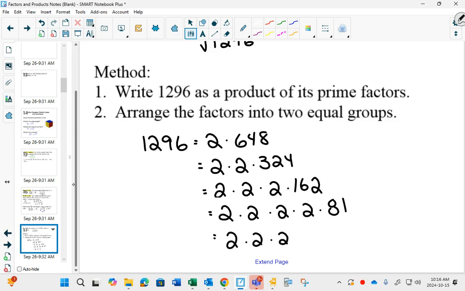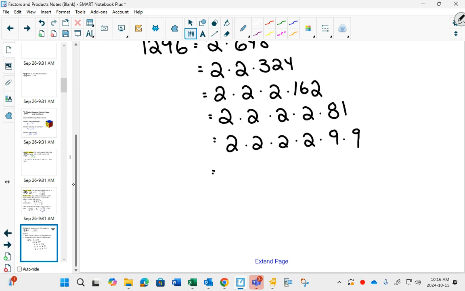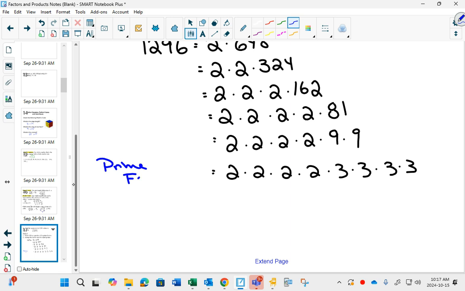Two times 2 times 2 times 2 times, and then you can break up 81 to 9 times 9. And each 9 is 3 times 3. So there is our prime factorization. We broke it all the way down. Maybe I'll label this. Once it's broken all the way down, we have our prime factorization.